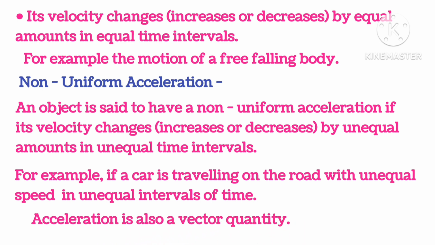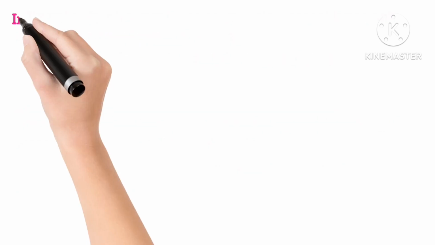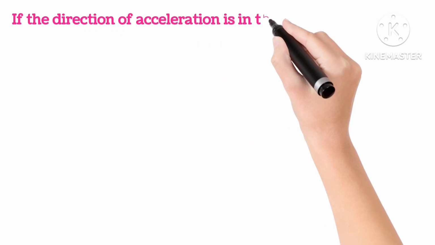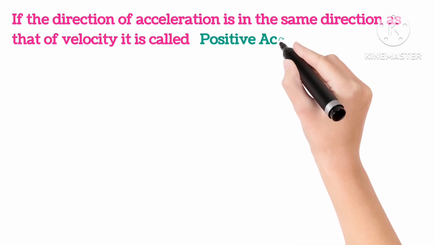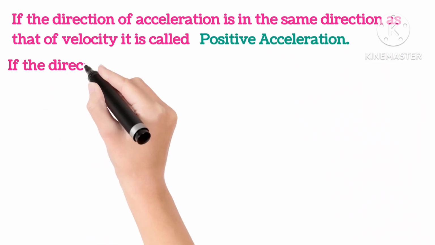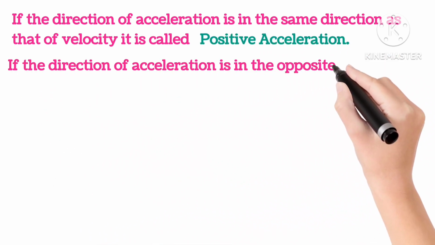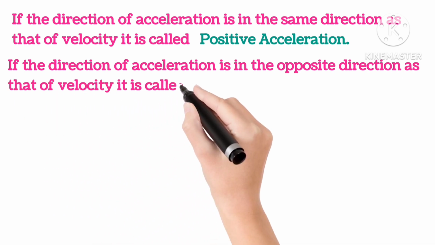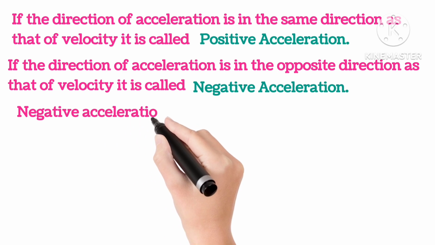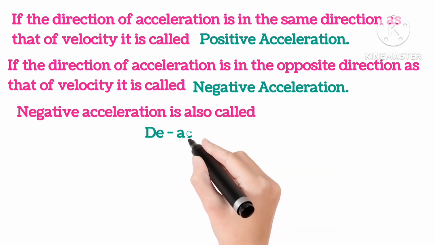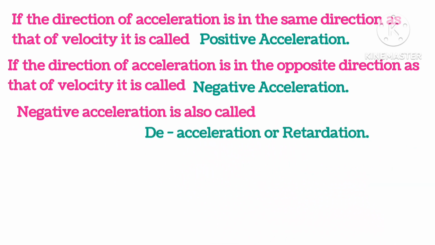Acceleration is also a vector quantity. If the direction of the acceleration is the same as that of the velocity, it is called positive acceleration. If the direction of acceleration is opposite to that of the velocity, it is called negative acceleration. Negative acceleration is also known as deceleration or retardation.